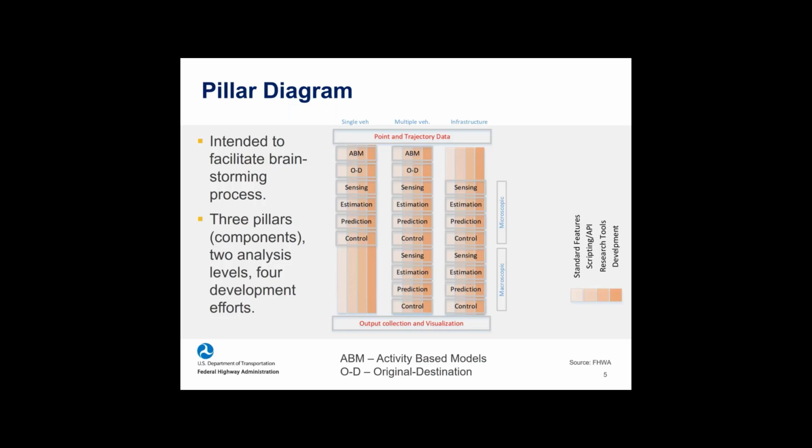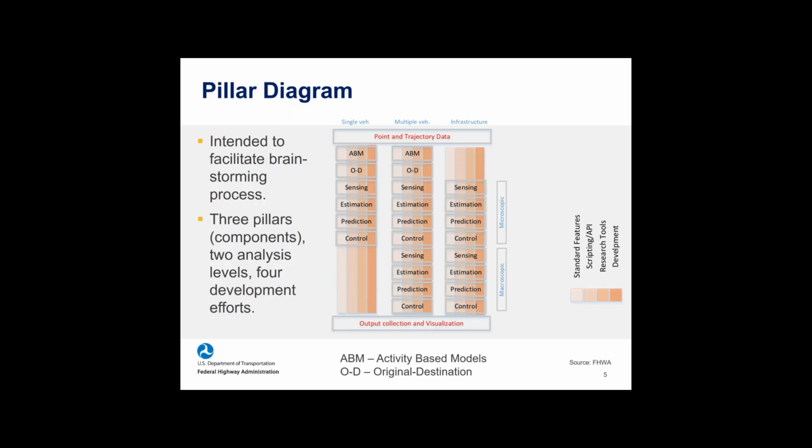In the microscopic and macroscopic level, in each one of them, you have sensing, you have estimation, you have prediction, and you have control. So whenever we are looking at a specific problem, we're going to look at whether we need to simulate the sensing component. So if you are looking at automated vehicles, for example, and you want to look at what's the impact of using LiDAR versus radar, or the different algorithms used for object detection and tracking and so on, then you need to look at the sensing component.